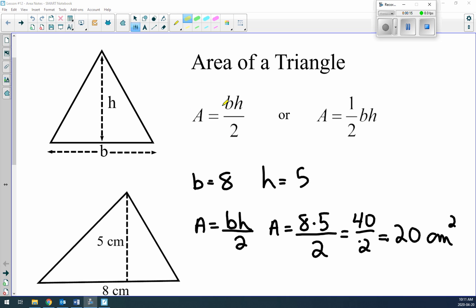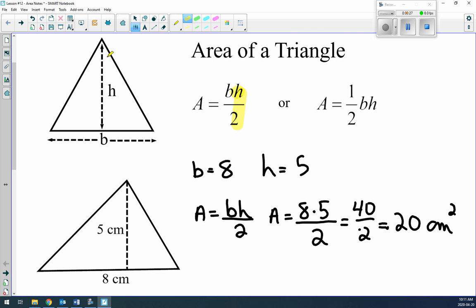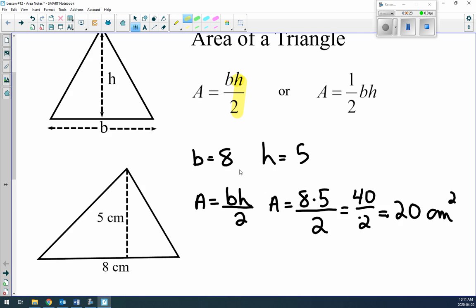So the formula for the area of a triangle is base times height divided by 2, right? Or if you don't like the way that's written, you could do 1/2 base times height. They're the exact same formula, just different interpretations of it. Okay, so here's our triangle. We've got the height and we've got the base. So let's look at an example.